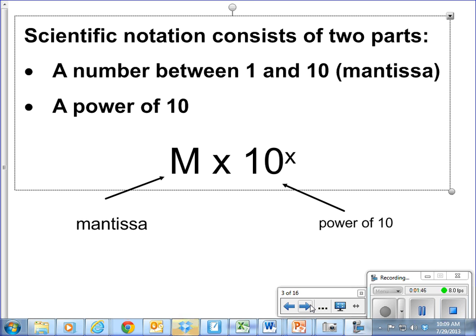Scientific notation, of course, consists of two parts. You're going to have your first part here. This is your number between 1 and 10. It's called your mantissa. It's a new word for you today, I bet, mantissa. And then you have the power of 10 behind it. So mantissa times something to the power of 10. It cannot be 10. You can't have a number greater really than 9.99 or so.